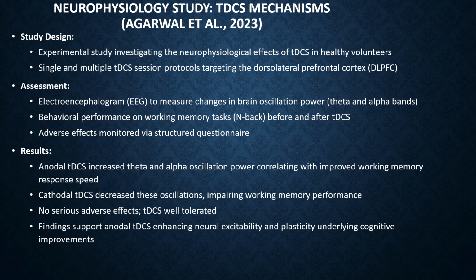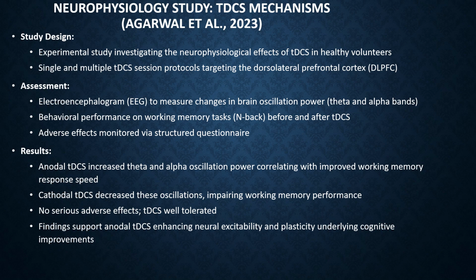The third study is on the neurophysiology of EEG and TDCS mechanisms by Agarwal et al., 2023. The third study moves to the neurophysiological level. Here, healthy volunteers underwent single or multiple TDCS sessions aimed at the dorsolateral prefrontal cortex, while scientists tracked changes with EEG brainwave recordings and working memory tests. The sessions were brief, about 20 minutes each, and researchers monitored for any adverse effects.